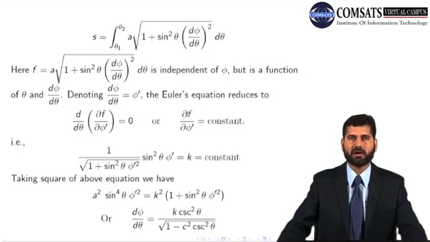So from here, partial f by partial phi prime will be equal to a constant. That is, what is the derivative of f with respect to phi prime?